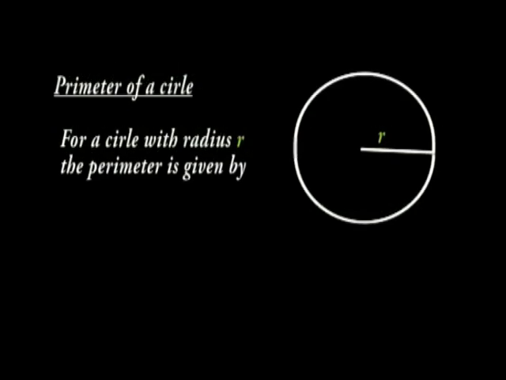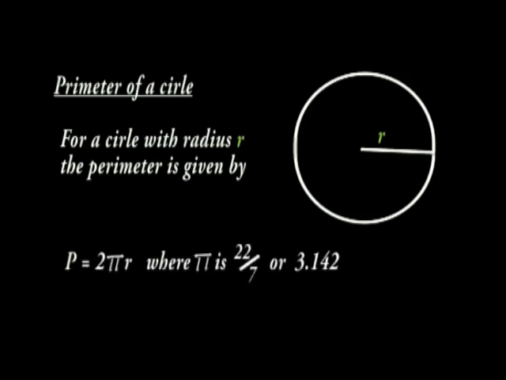Perimeter of a circle. For a circle with radius r, the perimeter is given by P equals 2 pi r, where pi is 22/7 or 3.142. Remember that r is half the diameter d of the circle. The perimeter can be calculated as pi d. In a circle, the perimeter is commonly called circumference, often represented by C.